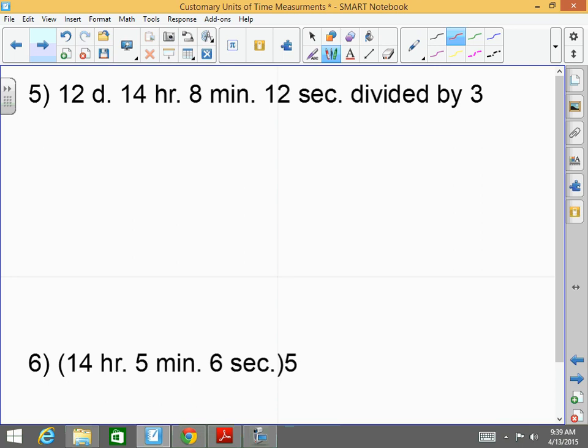12 days, 14 hours, 8 minutes, 12 seconds divided by 3. All right. Let's go ahead and divide this by 3 then, guys. This is going to be somewhat easy. You're going to have some remainders. But let's remember what we do with the remainders. 3 goes into 12, so that's 4 days straight up. I'm left with 0. 3 goes into 14, 2 hours.